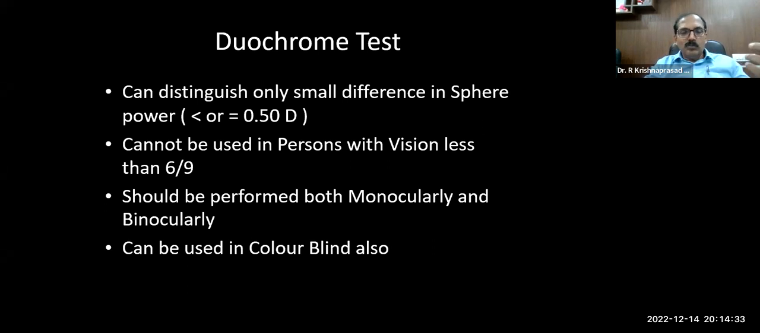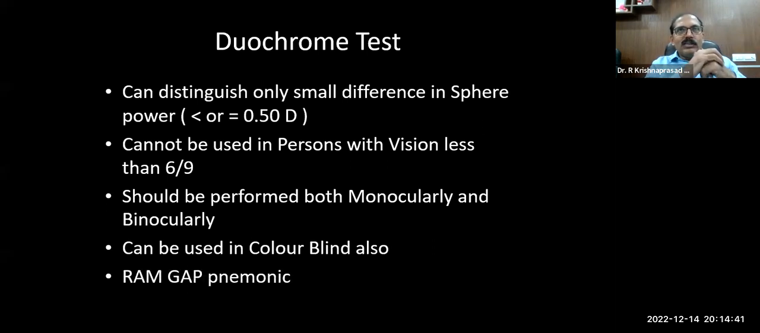It is the hue that is more important, or which is brighter that is more important, not the exact color discrimination. And we finally tell all the postgrads to use a mnemonic, which is called RAM GAP. That means a duochrome test. In the duochrome test, if you are seeing red brighter, then you need to add minus. He's an undercorrected myope, so you need to add minus or subtract plus. So RAM is red is brighter, add minus. If the green is brighter, you add plus.